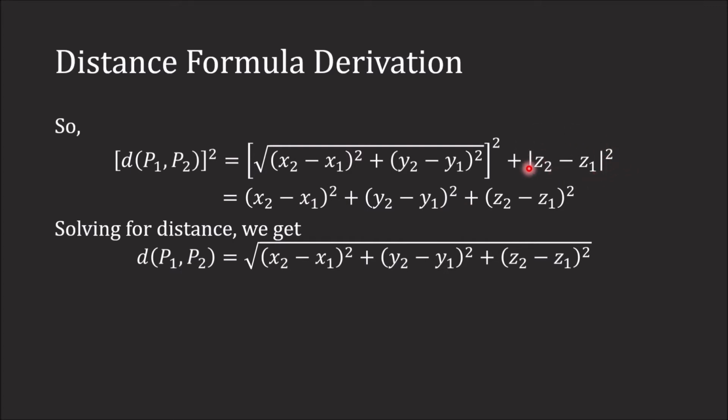Absolute value is always positive. Squaring results in positive, so we don't need these anymore. We get the quantity of z2 minus z1 squared. We can now solve for distance by taking the square root of both sides, and we find that the distance between points P1 and P2 is the square root of x2 minus x1 quantity squared plus y2 minus y1 quantity squared plus z2 minus z1 quantity squared.